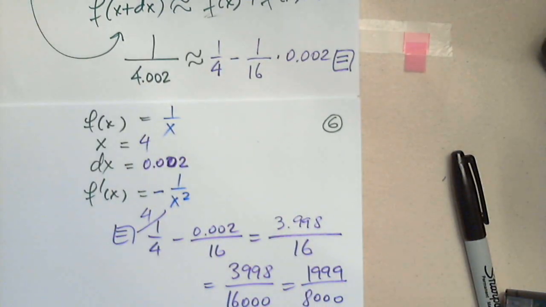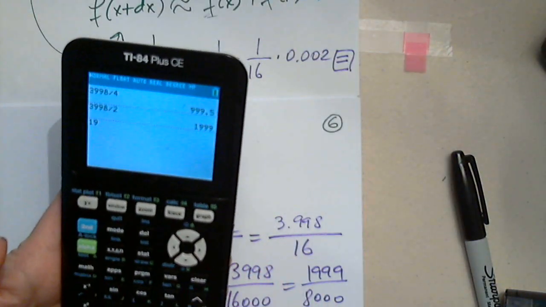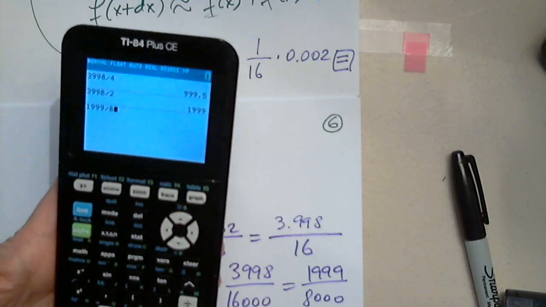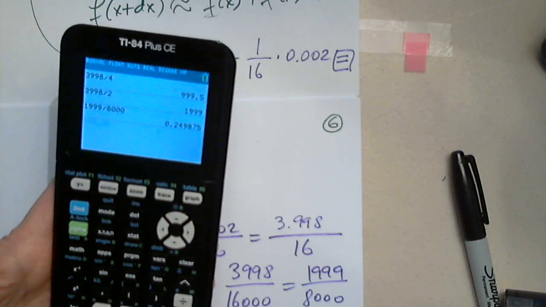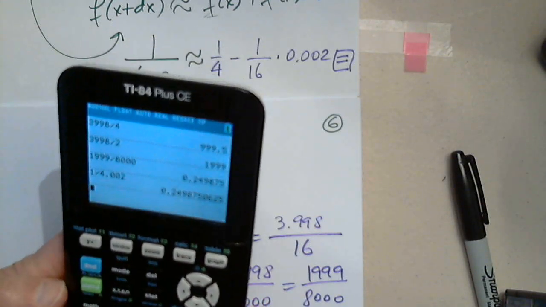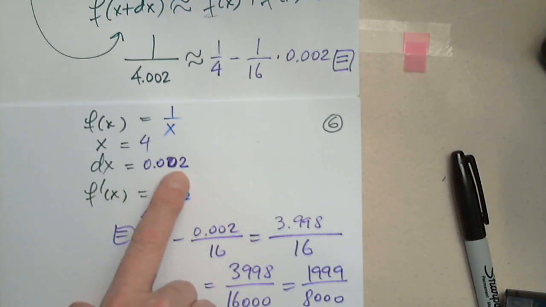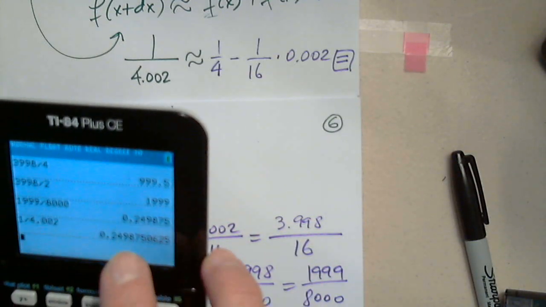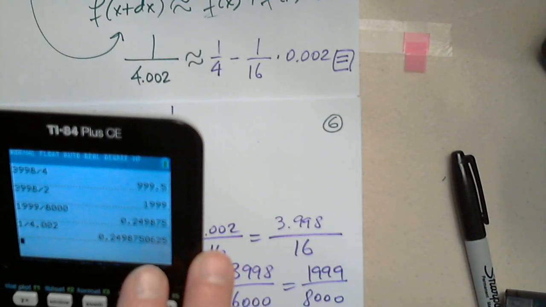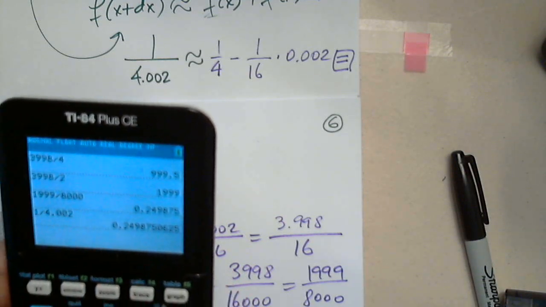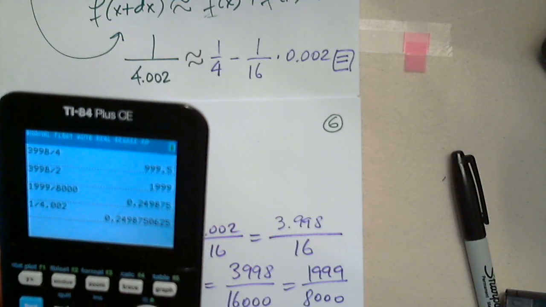But of course, I'm going to check and make sure that my numbers are correct. So 1999 divided by 8,000 and 1 divided by 4.002, they have to be very close, because dx is very tiny. And the correct answer is 0.249875, and I have an accuracy of 6 digits. It's more than I need.